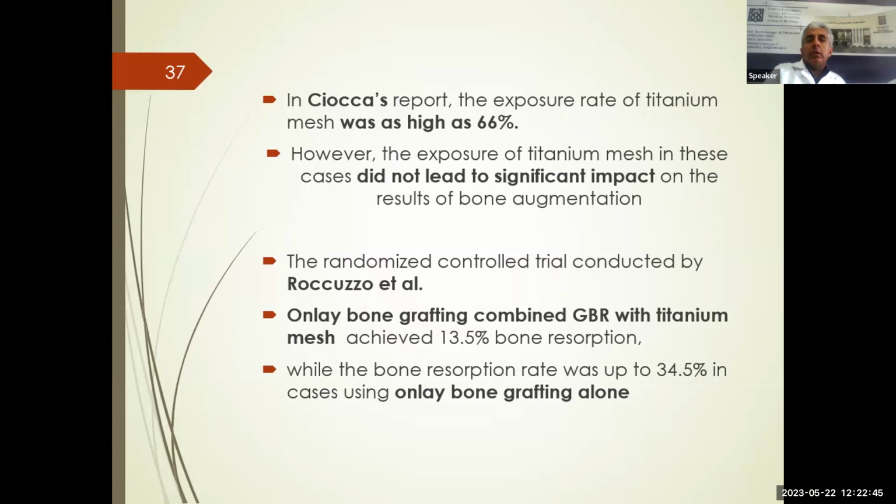A randomized clinical trial conducted by Roccuzzo showed that the onlay bone graft combined with GBR with titanium mesh achieved 13% resorption, while the onlay bone graft alone had 34% bone resorption. More bone resorption was found in the onlay bone graft alone, and less was found in the onlay bone graft combined with GBR with titanium mesh.